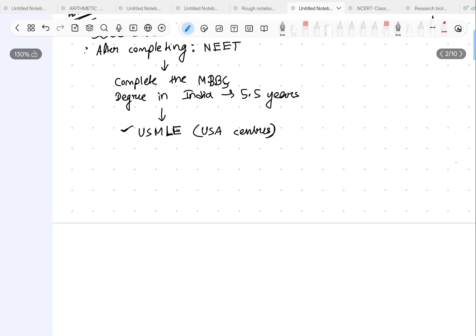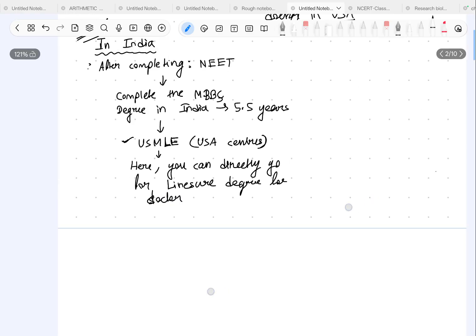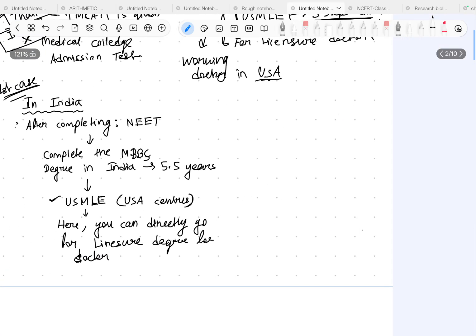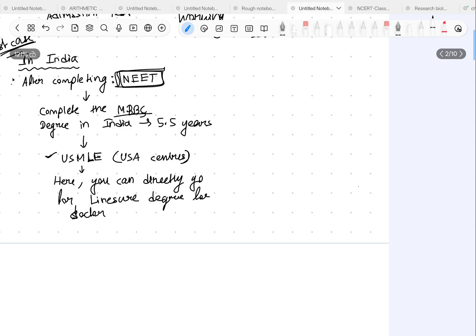So by taking this, you can directly go for the licensure degree for doctor. So you can directly go for the licensed doctor, but only after completing the NEET and the MBBS degree in India, which is of 5.5 years.